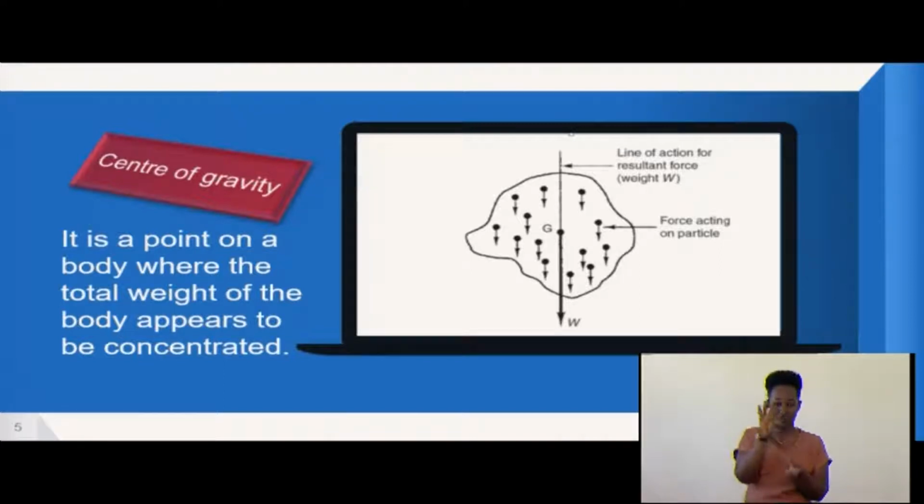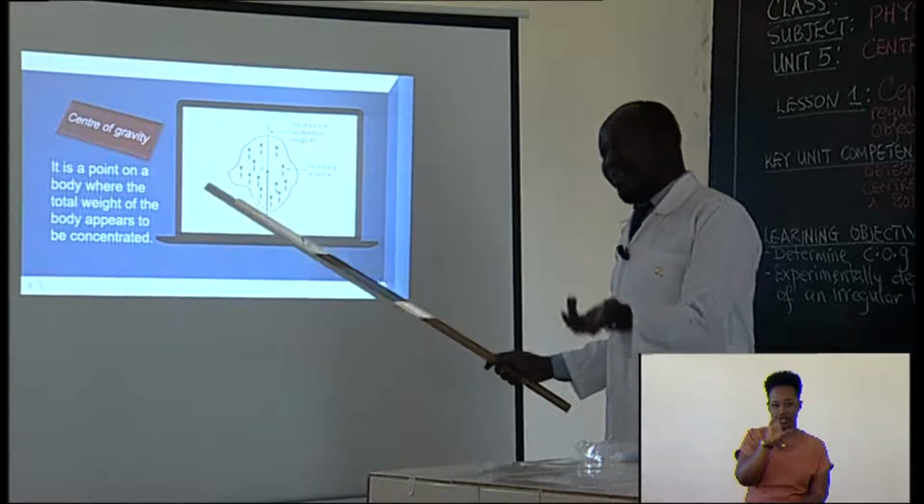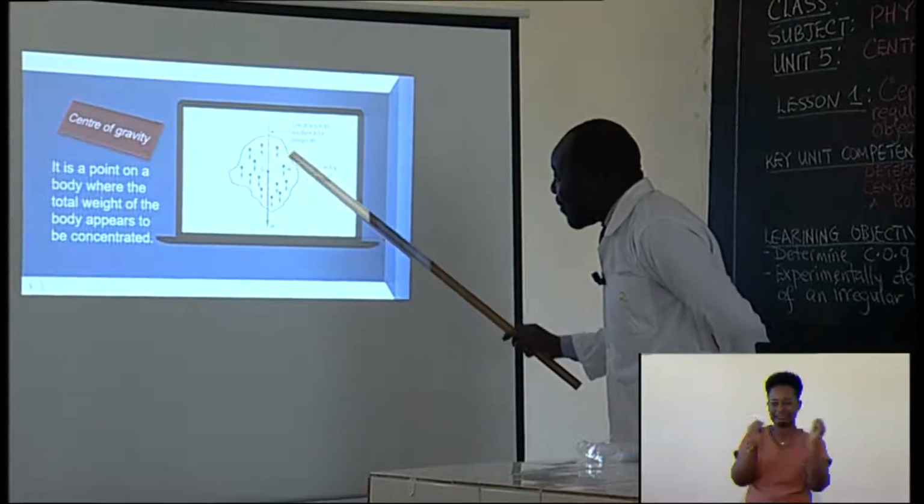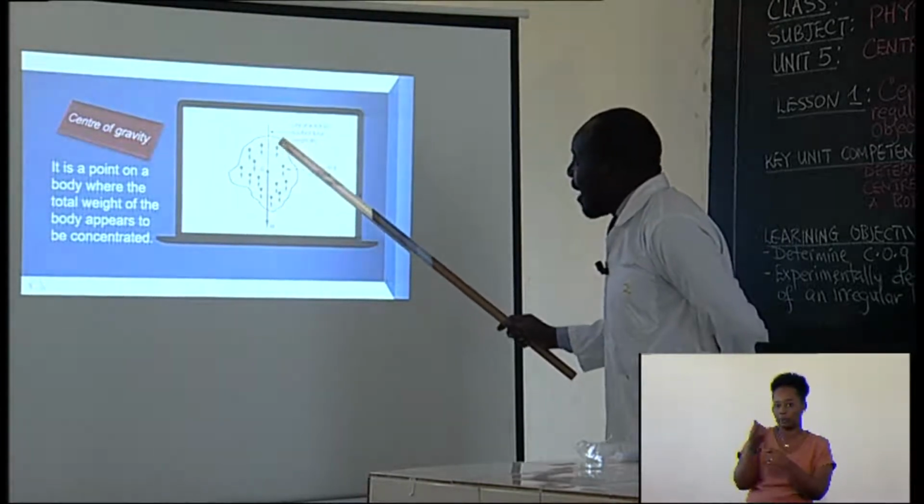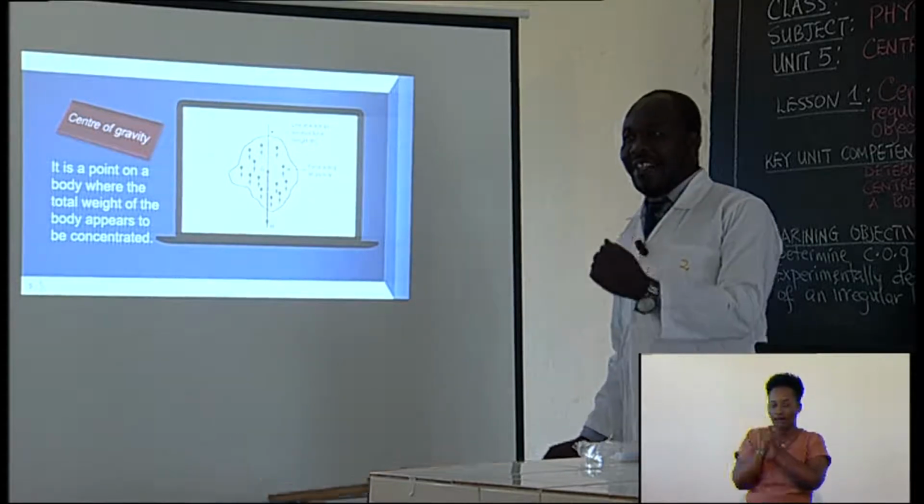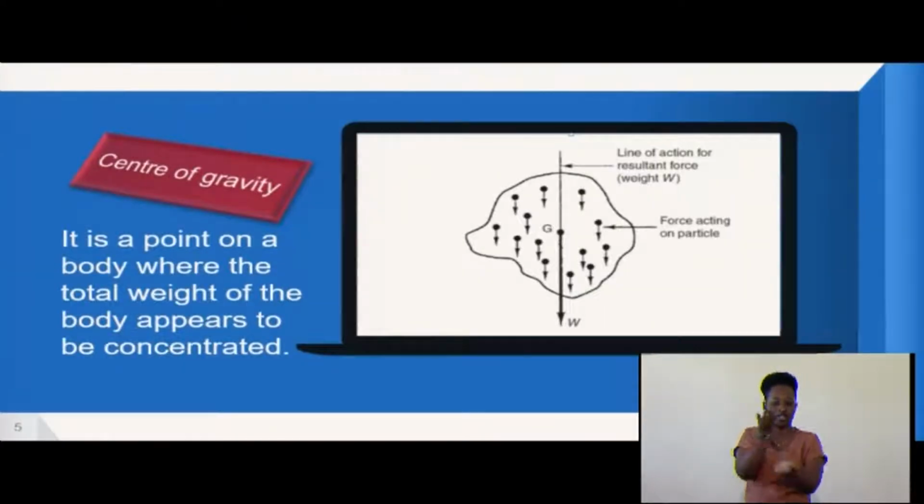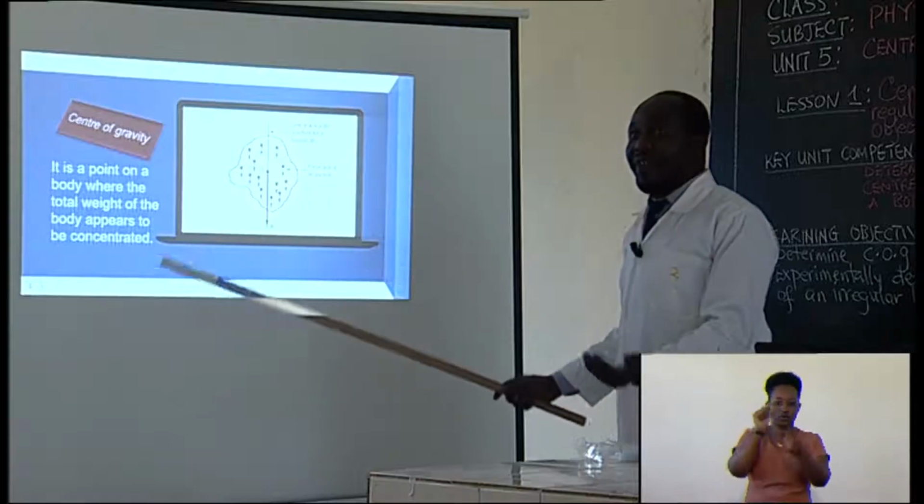Now, when you look at our diagram here, there are so many atoms or molecules that make up that matter, that make up that lamina. There are very many, but we cannot draw all of them. So here we have drawn just a few, and each of them has a weight. In the previous lesson, we looked at what weight means: a product of mass and acceleration due to gravity. So each of these has a weight, and a weight is a force.